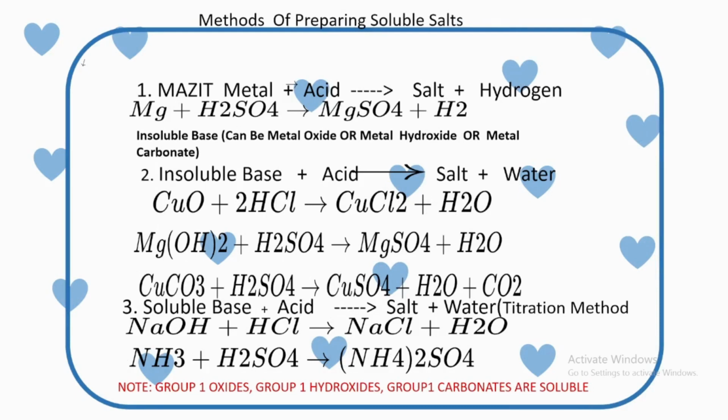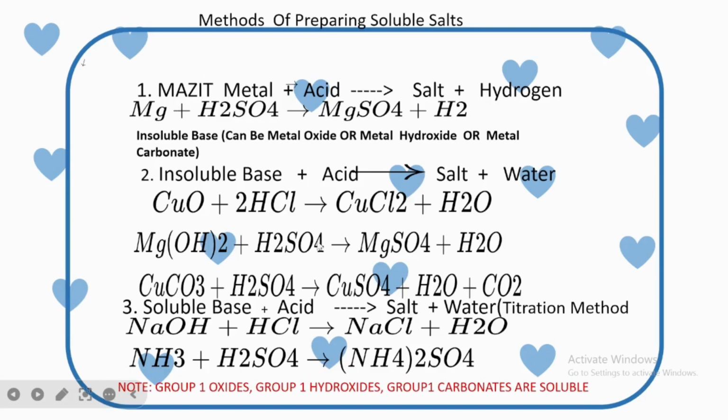Now, just summarizing what we have just learned, let's look at a few of these examples. For instance, if you were asked to prepare a salt like magnesium sulfate, we know that magnesium sulfate is soluble. And if you put a line in the center, it has been derived from sulfuric acid. So put the acid, and then your metal is a MAZIT metal, which is magnesium, which can be added directly to the acid. So when a MAZIT metal reacts with an acid, you get the salt and hydrogen gas.